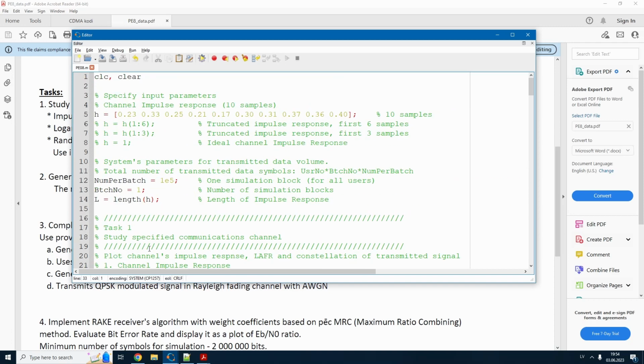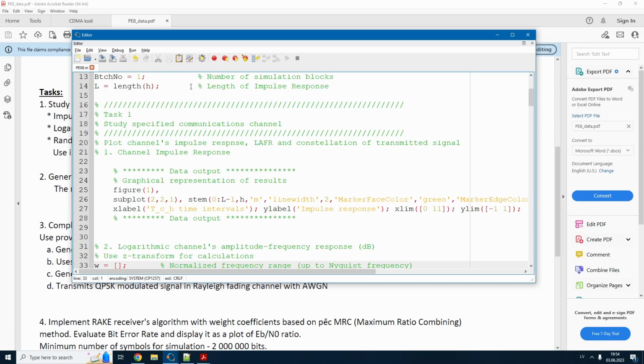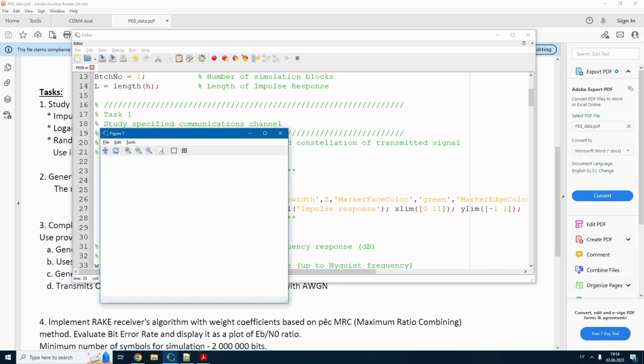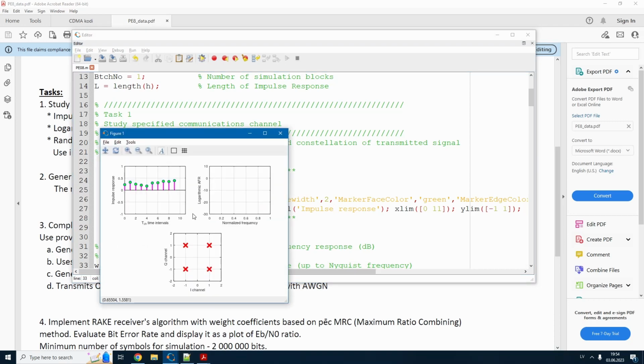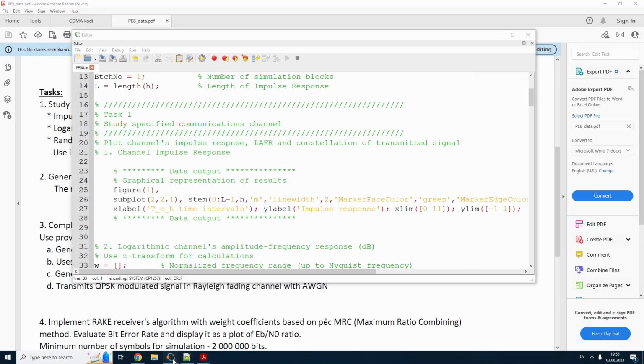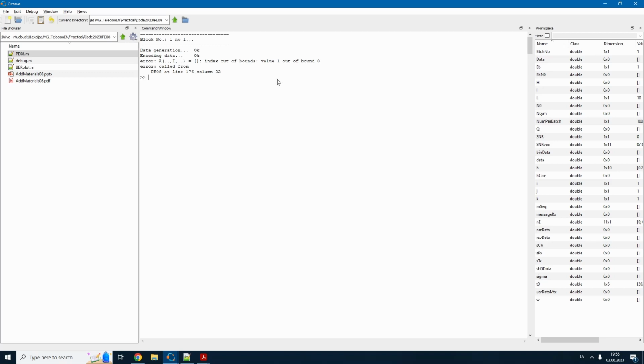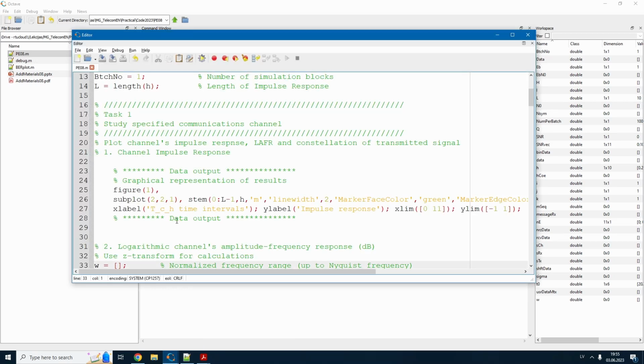Let me actually try and run this code. I'm going to set some breakpoint. I'm not sure if it runs. Yes, it does run. So here you can already see the impulse response, but no amplitude frequency response and no constellation map. Accordingly, we need to fill in the remaining parts that will calculate this amplitude frequency response, generate some data, send it through the channel so that we can display it, and also add some noise. So let me check. Yes, there is some error, but it's not important. Our program ran long enough to show the pictures.